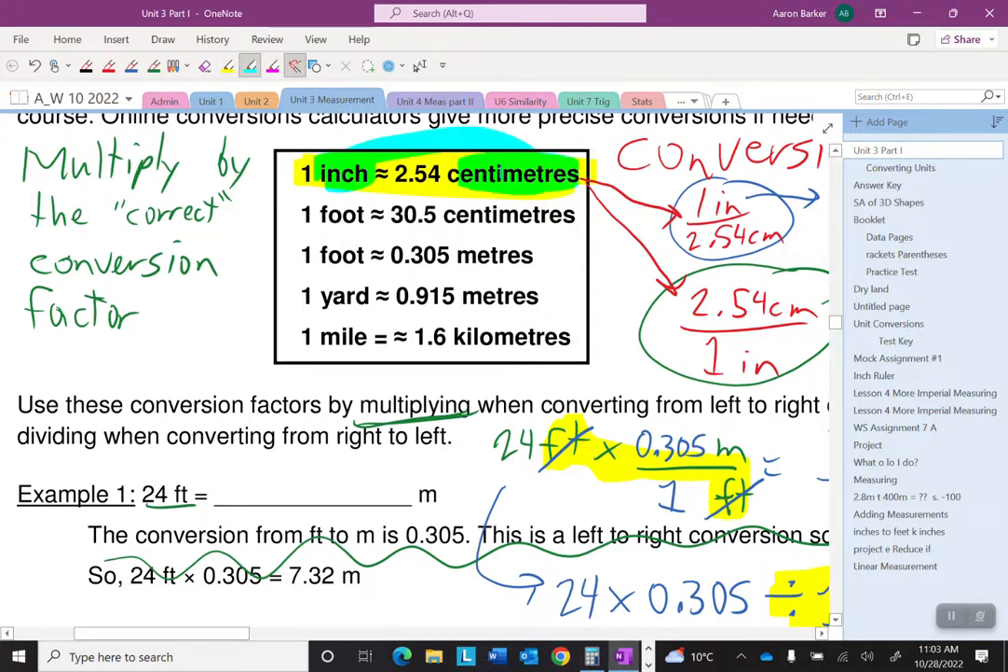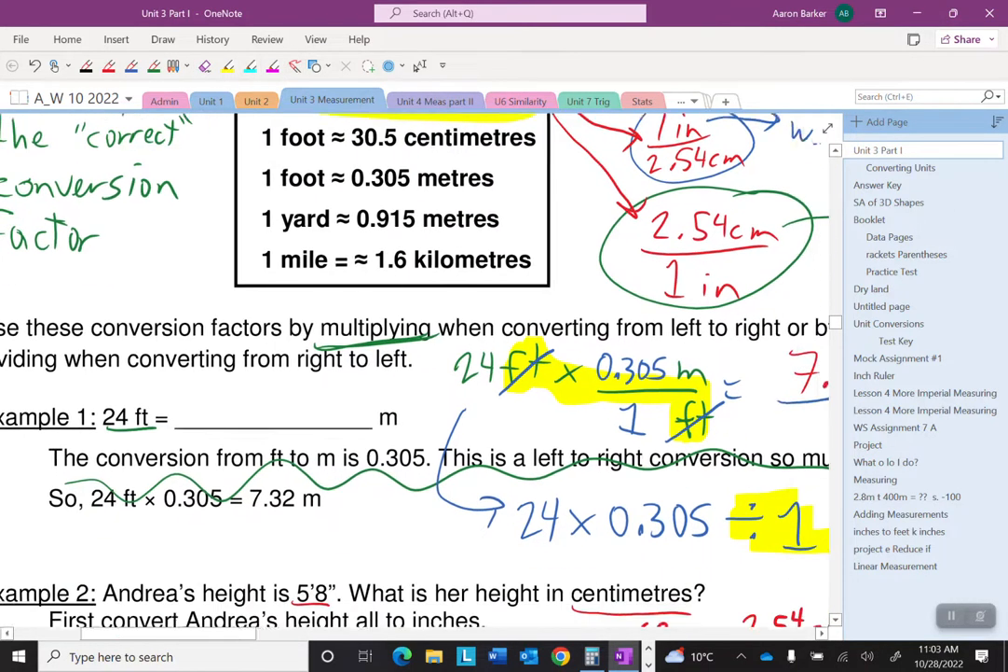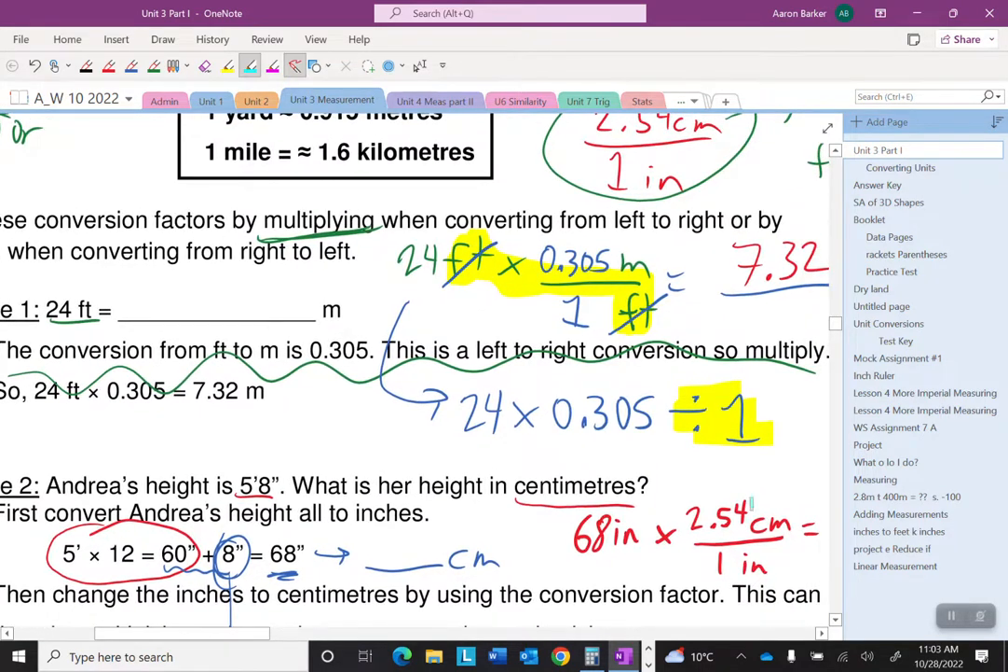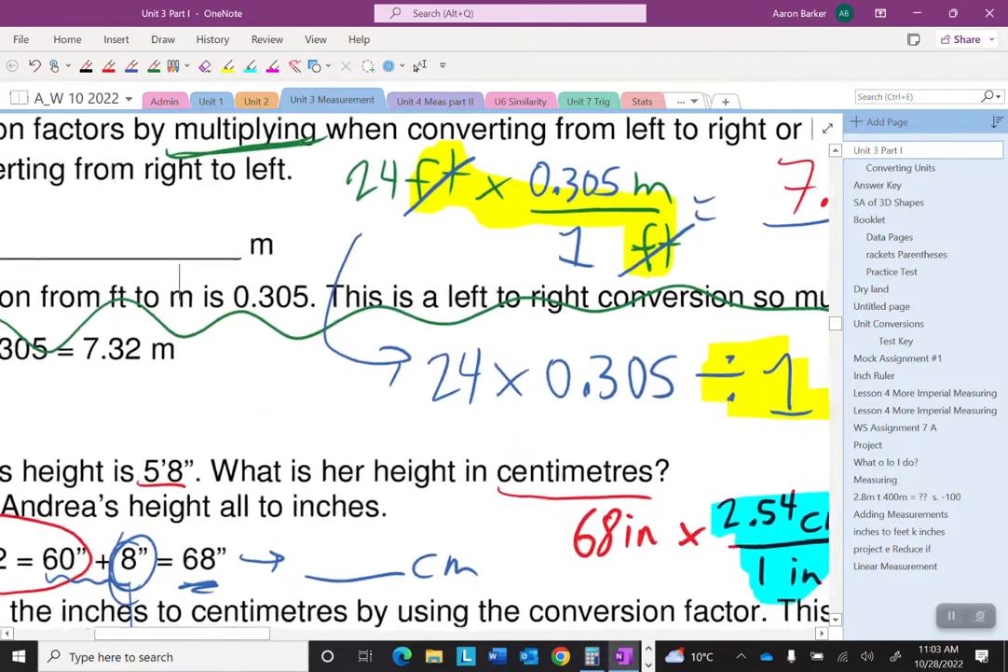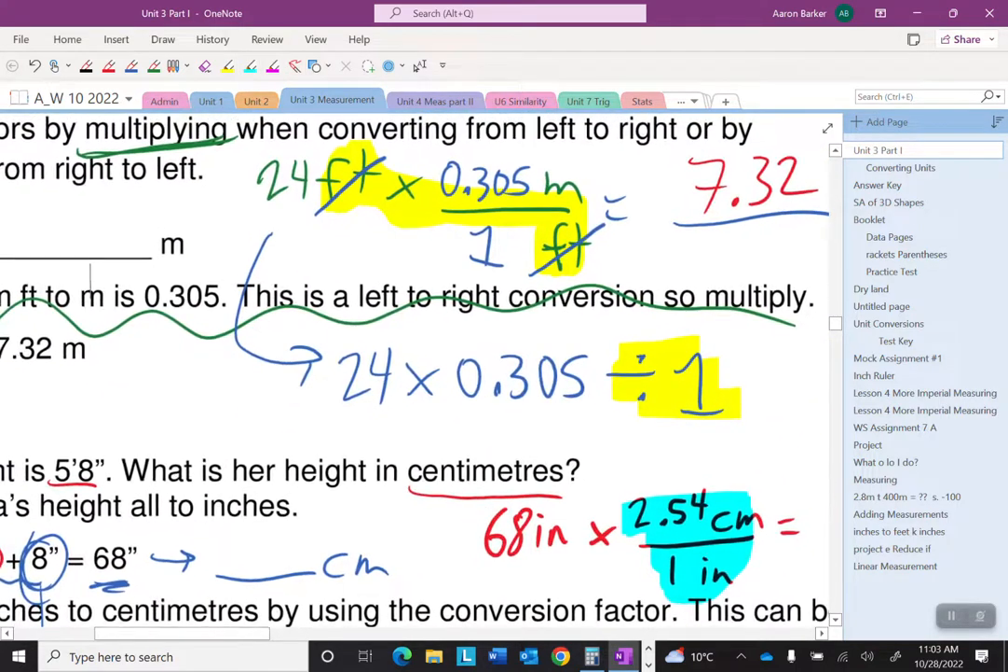So which one goes on top here, inches or centimeters? What are you trying to find? Centimeters. So when you set up your fraction, 2.54 centimeters must go on top. Down here, we have 2.54 centimeters on top, 1 inch on the bottom. That way, the inches cancel out, and we're left with centimeters.